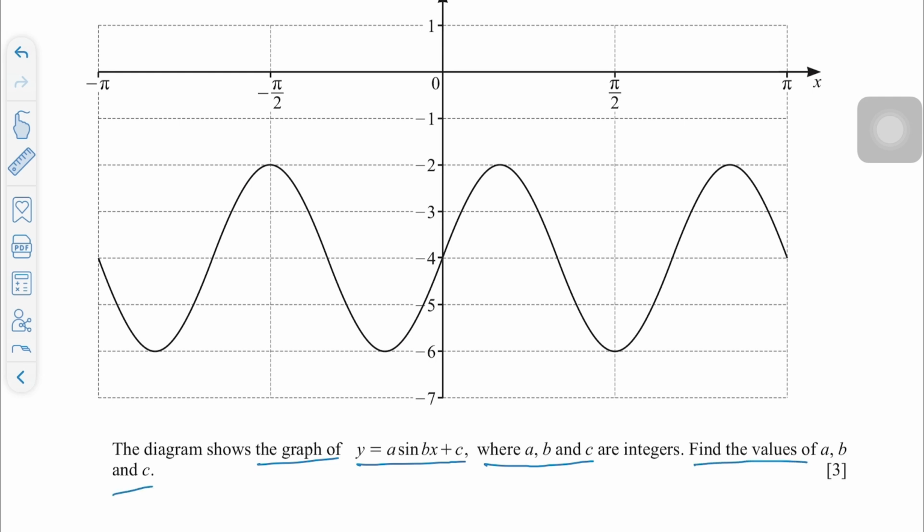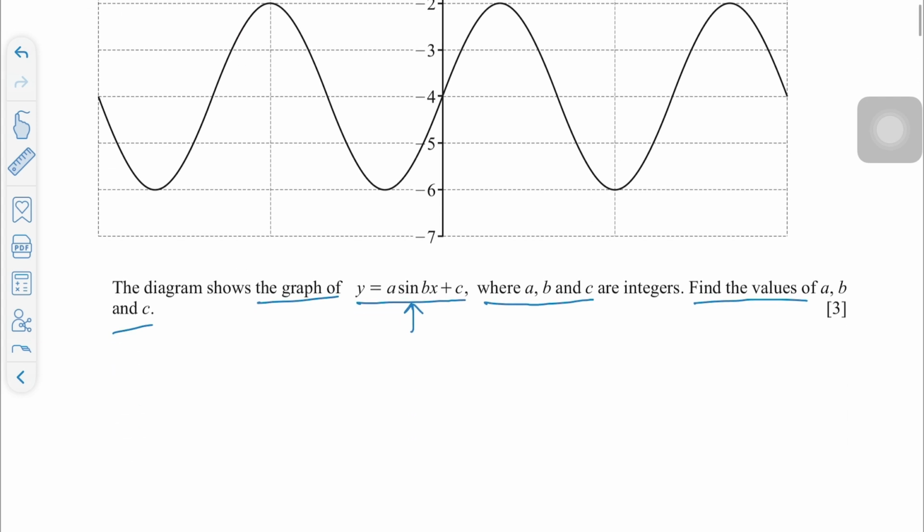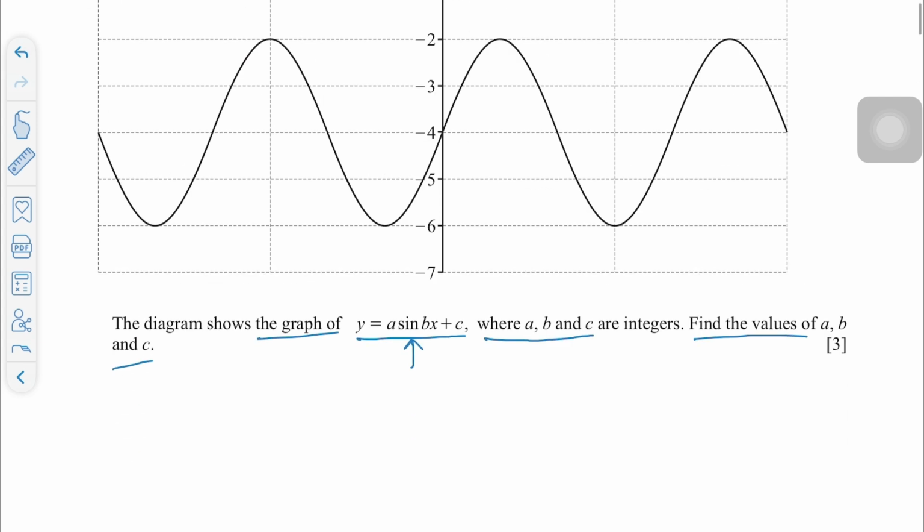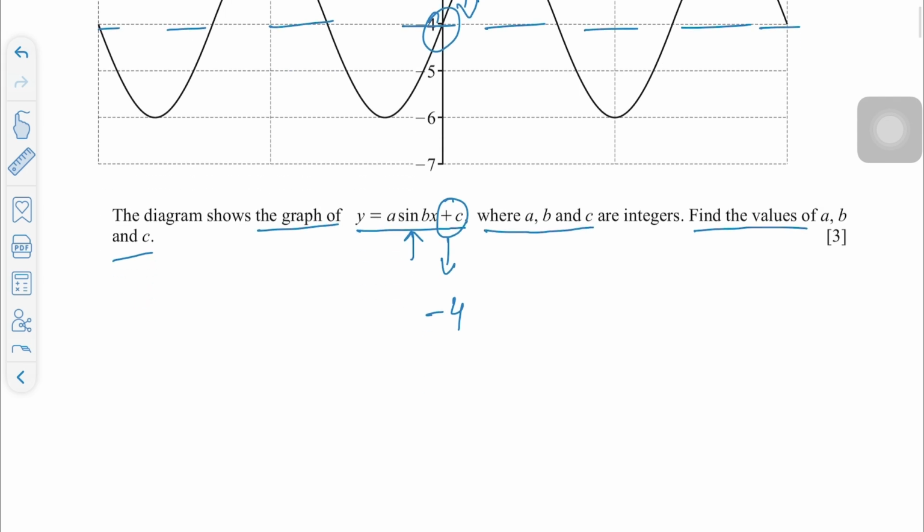It is given that it is a sine wave. The sine wave starts from 0, and this is basically our line where the sine wave starts. So it has been shifted below, so this c would be -4, right? Now to calculate A, we have to measure the amplitude. This is the amplitude, so this would be -4 to -2, so this would be 2. We have our A as 2 and our C as -4.